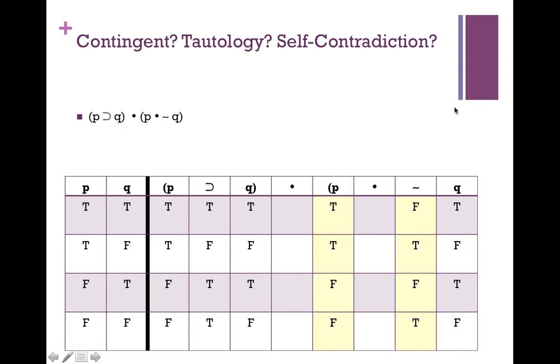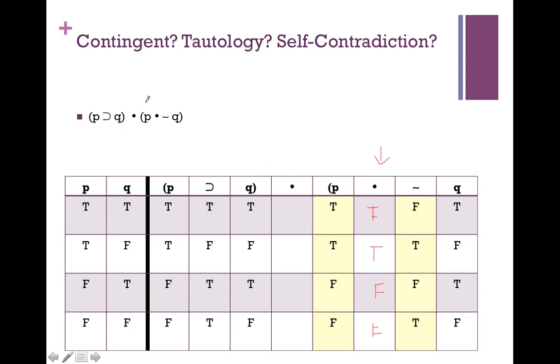Then what we're going to do is we're going to come over here and we're going to do the and. And here again, we're going to do the and, draw an arrow here. True, false, this is going to be false. True, true, this is going to be true. False, false, this is going to be false. False, true, this is going to be false.